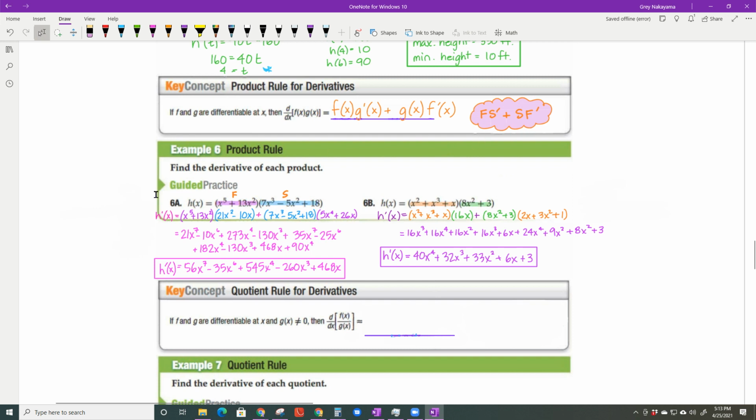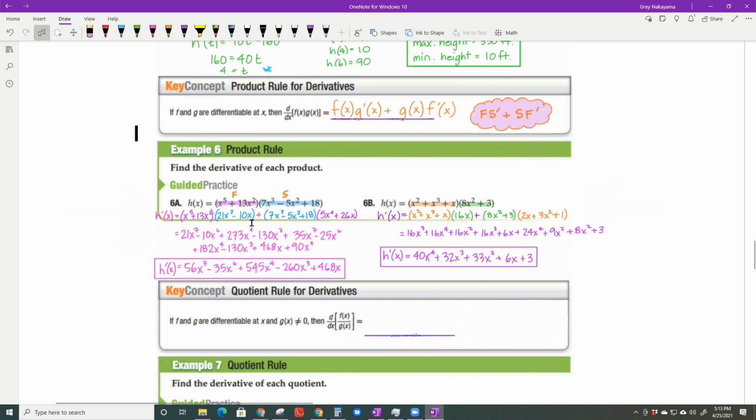So here, and this is the nice thing about Delta Math, okay, y'all? This is all, well, look at this first one. h of x equals x to the 5th. There's my first function. There's my second function. So to find the derivative, it's the first times the derivative of the second.